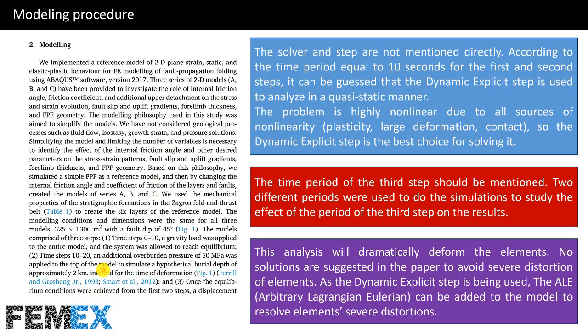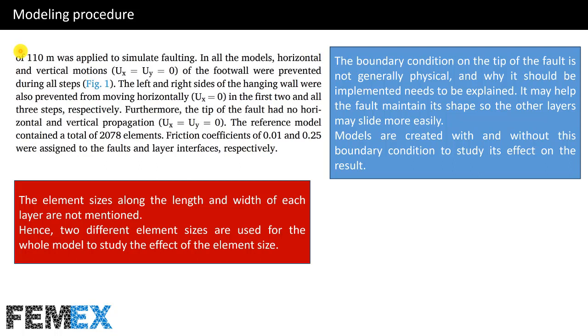ALE means arbitrary Lagrangian Eulerian, and by adding ALE to the model, during the simulation the model will be remeshed several times, so the quality of the severely distorted elements will be increased during the simulation. Defining ALE in models simulated via the explicit solver is one of the common ways to avoid errors due to severe distortions. In this paragraph of the main reference paper, the boundary conditions are explained.